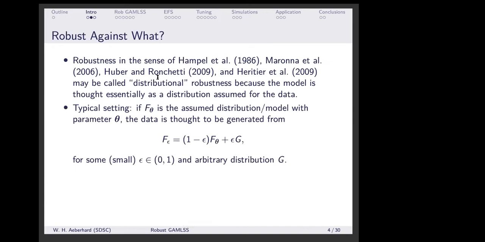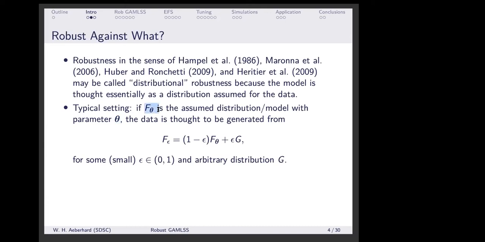I can briefly summarize the setting as follows. You have a core model, which in this case is represented by f theta. So let's just assume for simplicity that this is a parametric model. So theta would be your parameter of interest. You want to make inference about this.